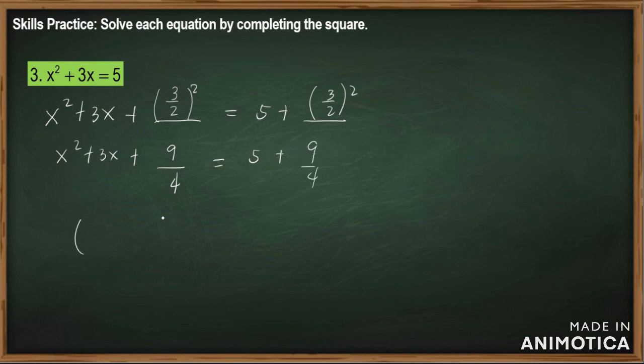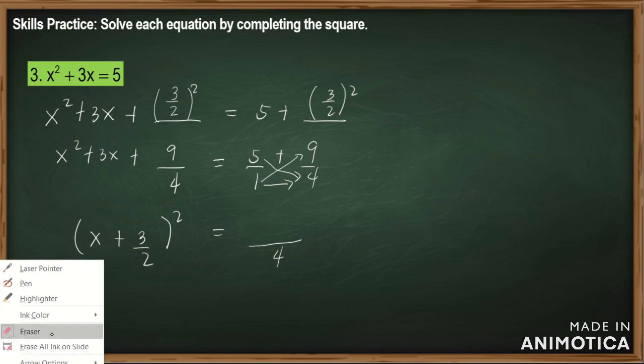Then we express this trinomial as a square of a binomial. We get the square root of x squared, so we have x, then half of 3, so just write 3 over 2, and do not forget to write the exponent 2 here. Then we perform addition of a whole number to a fraction. The easiest thing to do is get the cross products. So we have 5 times 4 is equal to 20. 5 has a denominator of 1, so 1 times 9 is equal to 9. Then 1 times 4 is equal to 4. So you have 29 over 4. Let's just write it like this: 29 over 4.